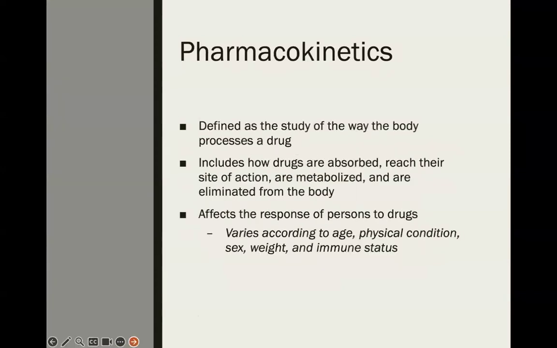So next we're going to move on to pharmacokinetics. So pharmacokinetics is defined as the study of the way the body processes a drug. This includes how drugs are absorbed, reach their site of action, are metabolized, and then eliminated from the body. And the video we watched touched on this last point at the very end, the things that affect the response a person has to the drug. It can vary according to age, physical condition, sex, weight, and immune status.